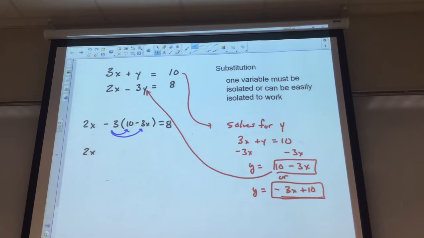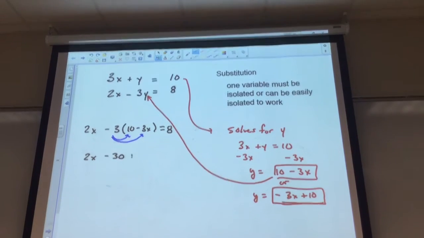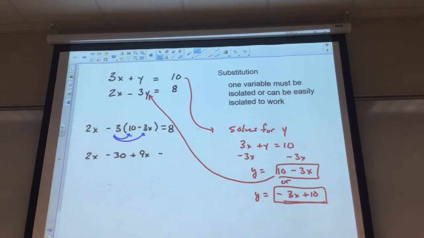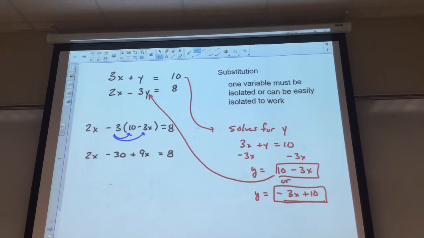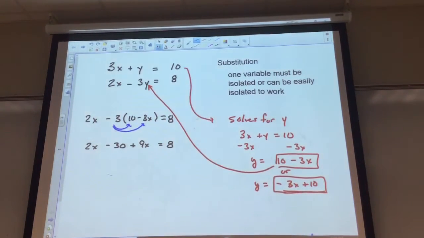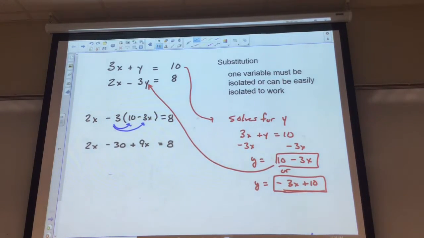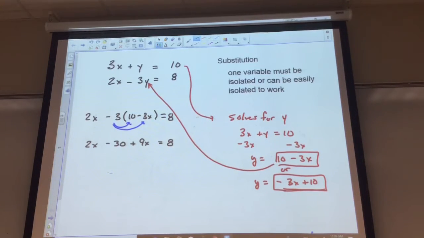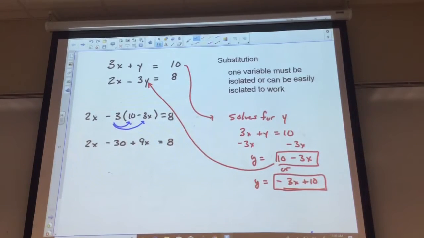But now we come up with a minus 30, and then a plus 9x being equal to 8. Okay, this is not working out the way that I wanted it to work, but guess what? We're going to do it anyway. Because life is hard sometimes.